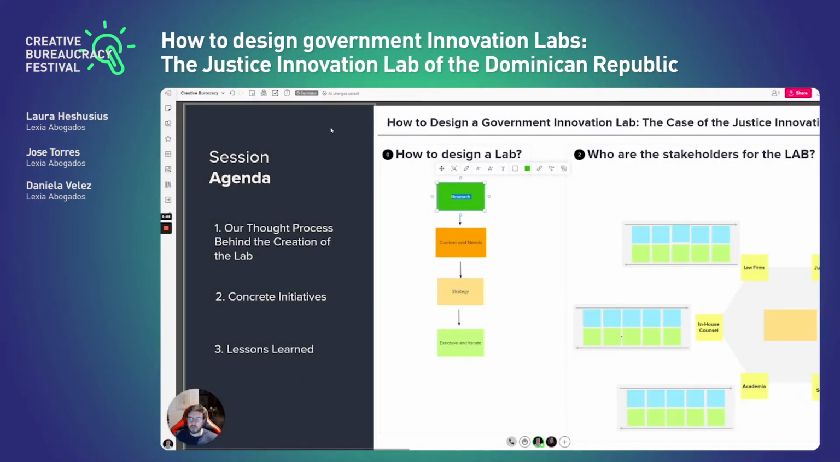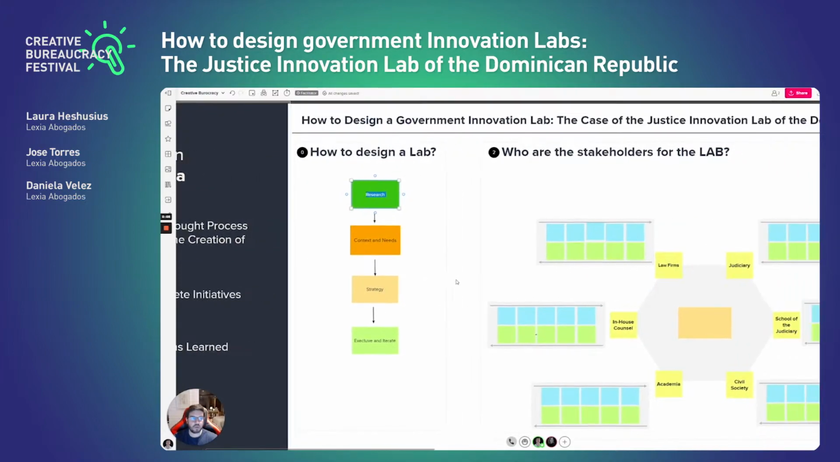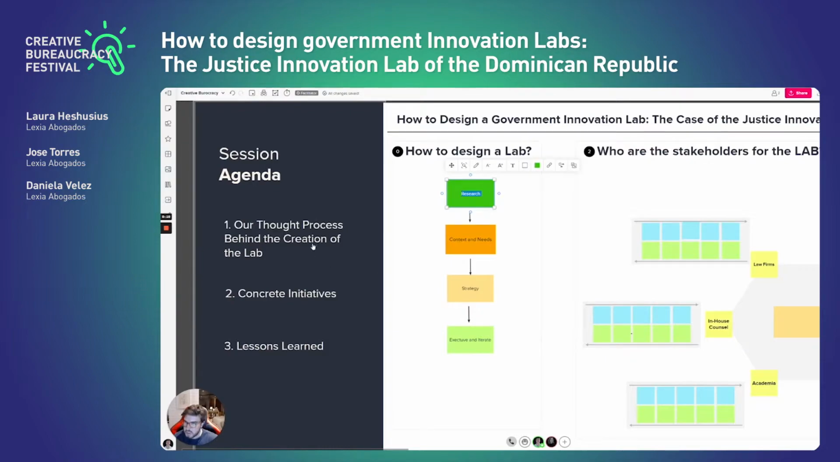Hi everyone, welcome to our session, How to Design a Government Innovation Lab, the case of the Justice Innovation Lab of the Dominican Republic. So this is our agenda: our thought process behind the creation of the lab, the concrete initiatives that we did, and lessons learned.